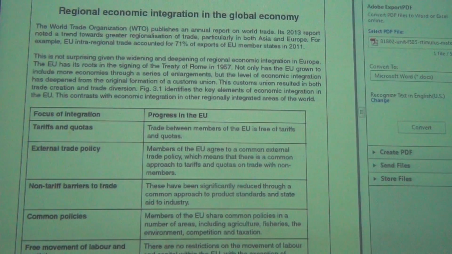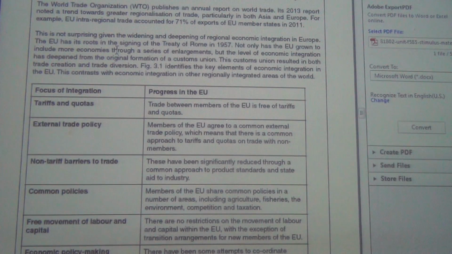So let's just have a little look at what exactly is on extract 3. Regional economic integration in the global economy, and basically we have 2 paragraphs here outlining a little bit of the history of the European Union, some of the benefits of being a member of the European Union, and then we have a whole table here which shows the progress towards European integration.